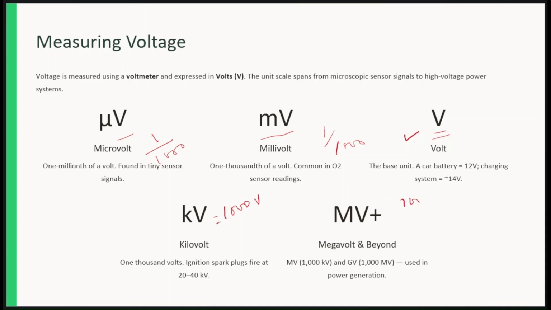1000 kilovolt is equal to 1 megavolt. Usually what we are using are millivolts, we are using volts, and somewhere we are using kilovolts also in automobile vehicles.